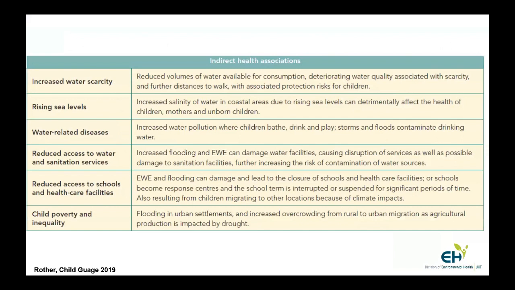And if we look at some of the indirect health effects associated with the changing climate and global warming, there is increased water scarcity. So for example, as you saw on the diagrams, Southern Africa is moving more toward drying. Then there are rising sea levels, impacting the health of people living closer to the sea, water-related diseases, and reduced access to water and sanitation. I mentioned this reduced access to schools and healthcare facilities, and also the exacerbation of increased inequities.